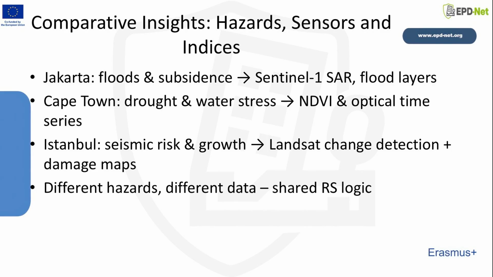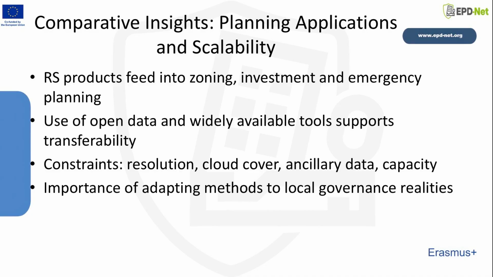Although the sensors, indices and methods differ, all three cases follow the same overarching remote sensing logic. Choose suitable sensors for the hazard and planning question, derive relevant indices or classifications, integrate them with ancillary spatial data and interpret the outputs within a clear risk and resilience framework. Here we examine how the 3 case studies illustrate different ways of translating remote sensing products into planning applications and how scalable those approaches are.